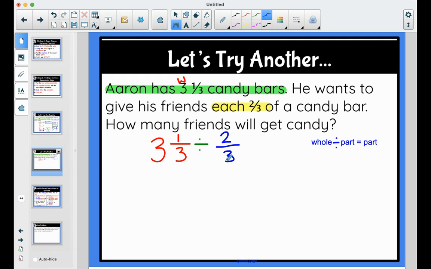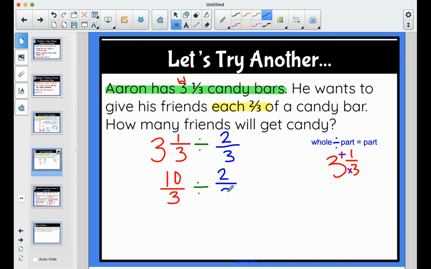Before we can start either of our strategies, we need to change that mixed number into an improper fraction. So I'm going to take 3 1/3. I'm going to multiply 3 times 3. That gives me 9. And then I'm going to add the 1. That gives me 10. So this turns into 10/3, or 10/3 divided by 2/3.